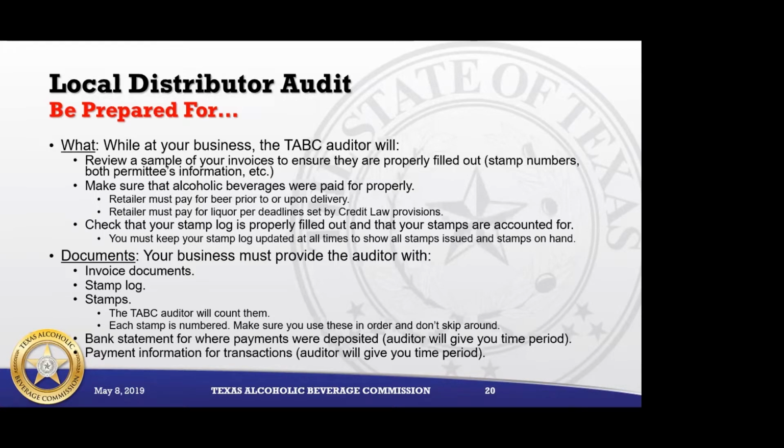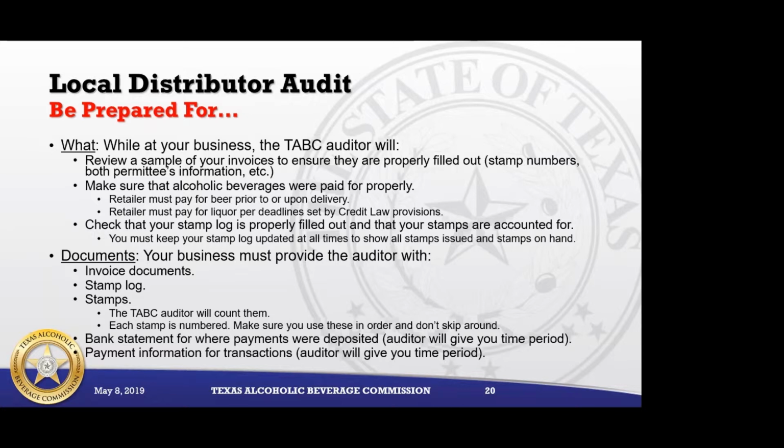While at your business, the first thing we'll do is review a sample of your invoices to ensure that they are properly filled out. By being properly filled out, that means that they have the stamp numbers, they have both permittees' information, their permit numbers, addresses, names. They have the itemized listing of all the alcohol, how many bottles of each, how many stamps were used, and then, as it says there, the stamp numbers at the bottom.